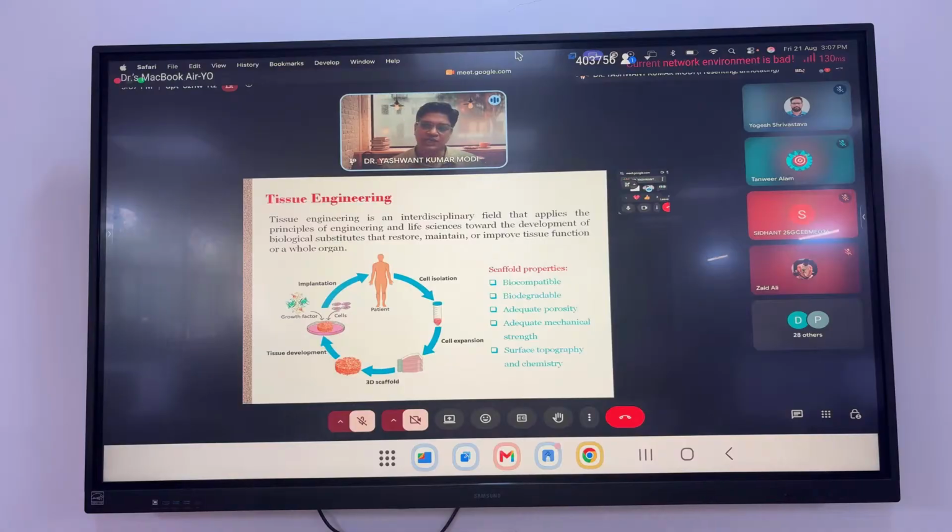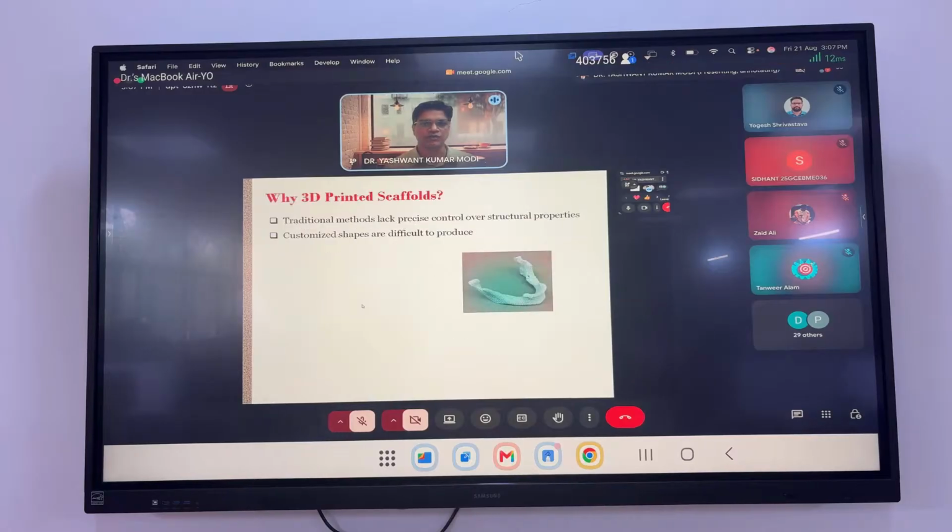So there must be a good balance between the porosity and mechanical strength. If we increase the porosity, then the mechanical strength will be reduced, and if we provide more mechanical strength, then there will be less porosity, and cells will not grow properly. So there should be a good balance between porosity and mechanical strength while we are developing any porous scaffold.